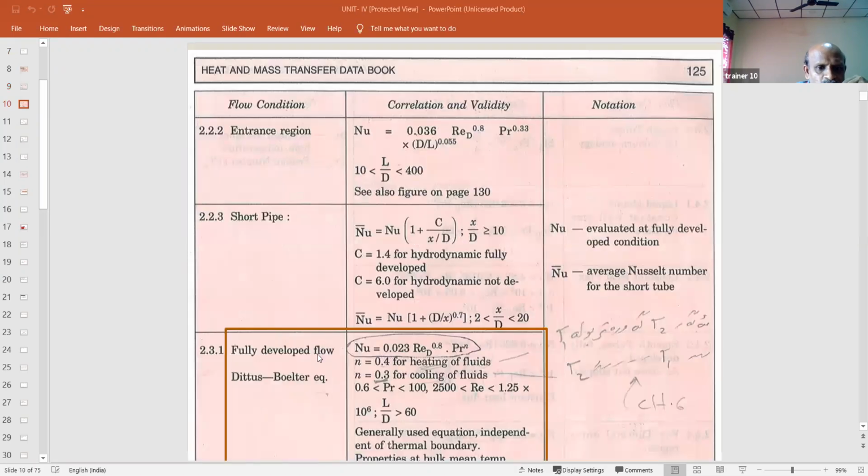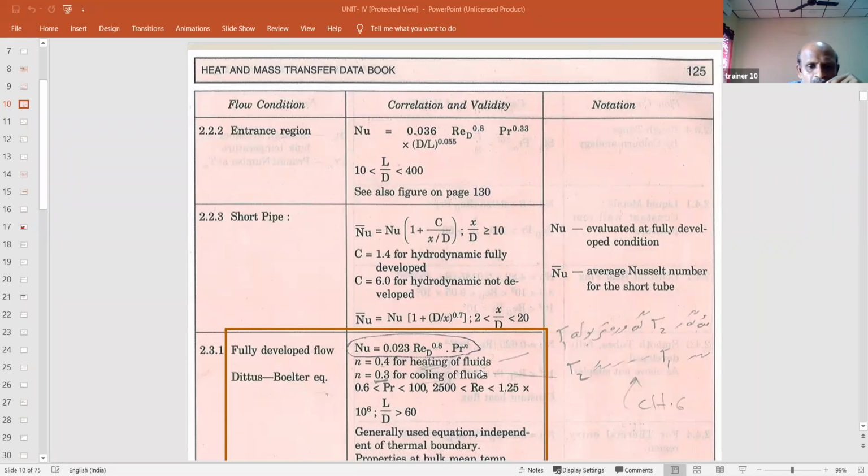Generally we follow the formula Nusselt number equal to 0.023 Re_D to the power 0.8 into Pr to the power n. This is the famous equation, the Dittus-Boelter equation, where n is 0.3 for the cooling process and 0.4 for the heating process. If the application is a heating process, we take n as 0.4. Otherwise, if it is a cooling process, we consider 0.3.